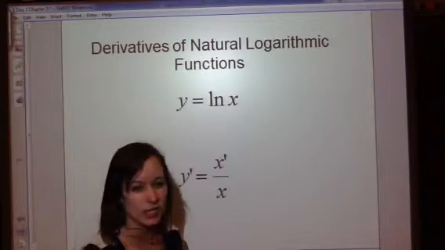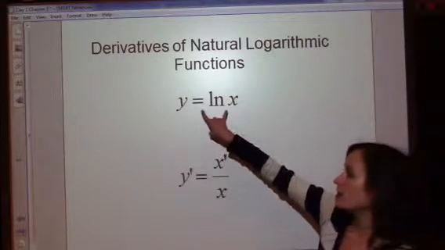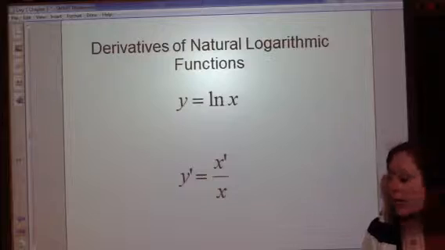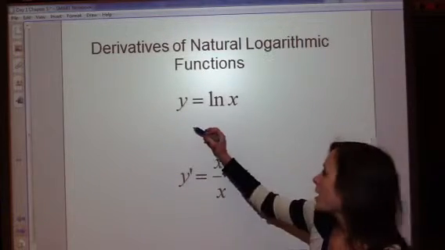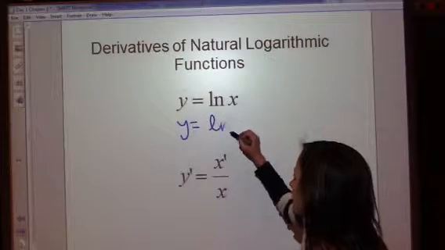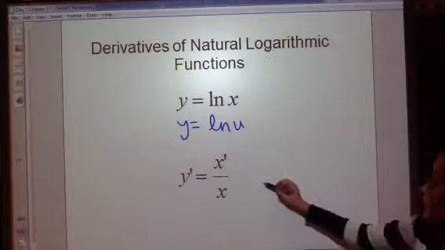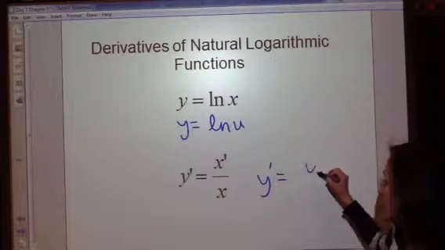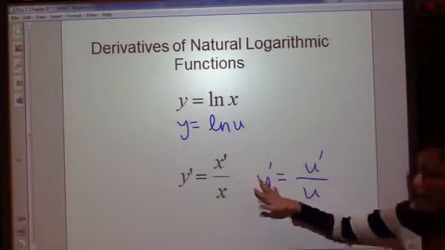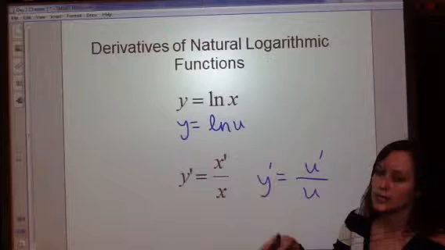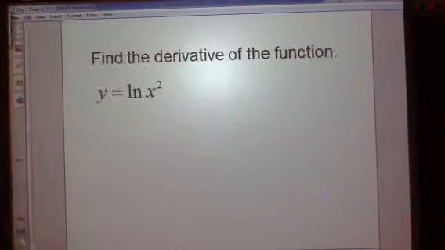Alright, so now actually to the calculus. If we want to find the derivative of ln x, its derivative is x prime over x. I'm going to write this as y equals ln u, because some people it confuses when it has the x there. So the derivative would be the derivative of u over u. It means the same thing, I just used a different letter because sometimes when you use x, people don't get it. So let's do some examples.